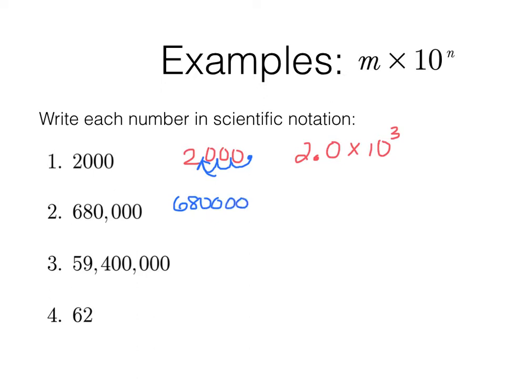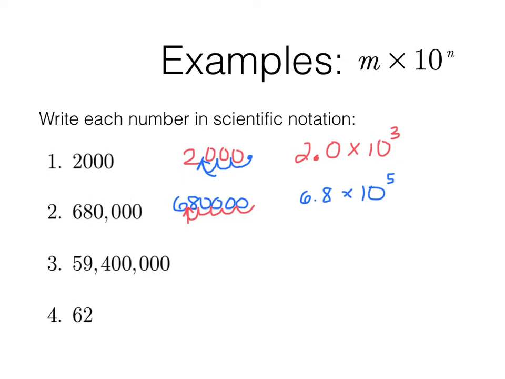680,000. Decimal point goes right here. 6.8 is my decimal portion of my number. And now we figure out how many places we moved it. We moved it 1, 2, 3, 4, 5. So 6.8 times 10 to the fifth power is the same thing as 680,000.